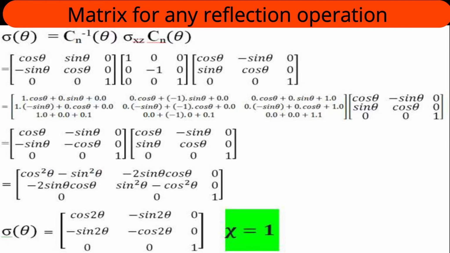During multiplication, we multiply a row of the first matrix with a column of the second matrix. Columns we change in order to get different results. I'll repeat this during the multiplication. About the trigonometric functions, I already told you: cos square theta minus sin square theta, what is the answer? Cos 2 theta. And 2 sin theta cos theta, what is the answer? Sin 2 theta. With this basic, let us start to derive the matrix for the general reflection operation.